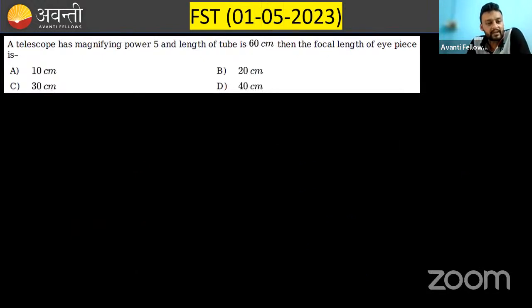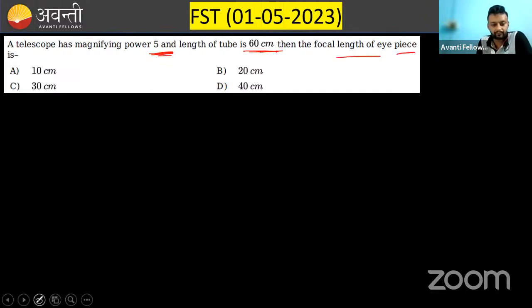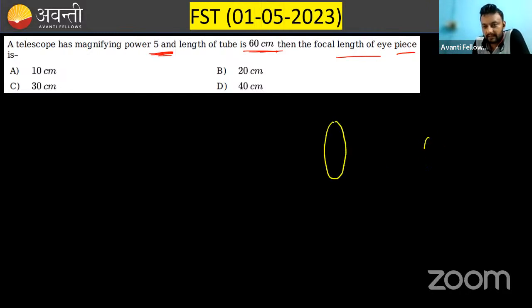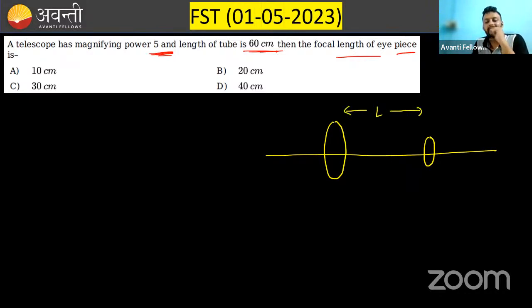Another question. A telescope has magnifying power 5. Length of the tube is 60 centimeters. Then the focal length of the eyepiece is? If I talk about a telescope, there is an objective and there is an eyepiece. This separation is known as the length of the tube, and this separation is given as FO plus FE.